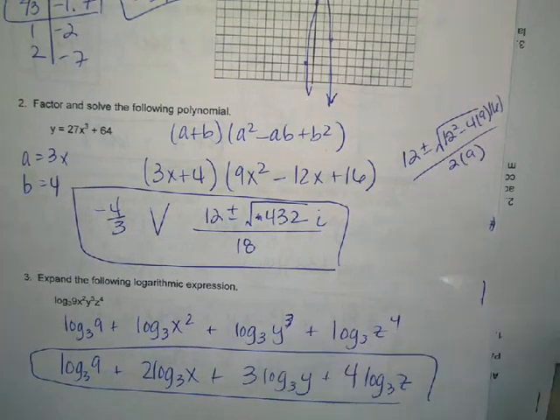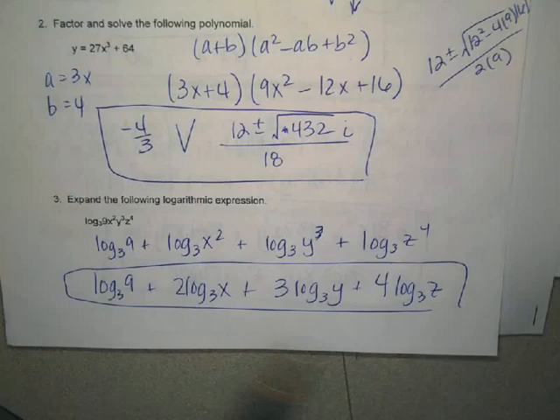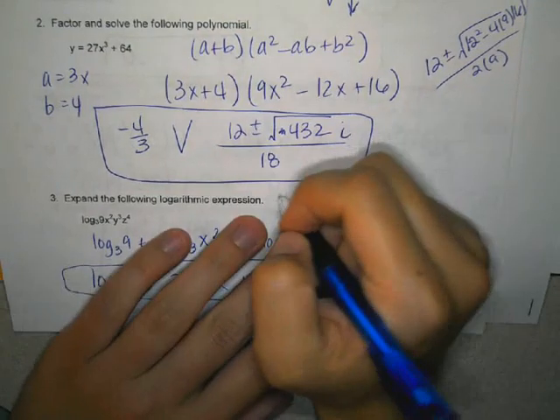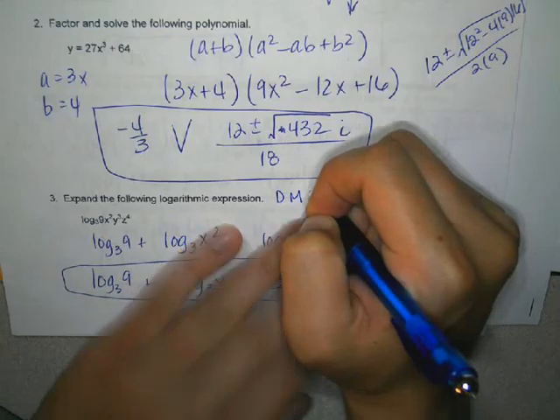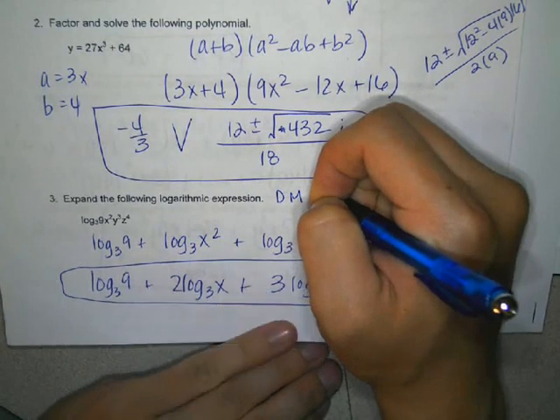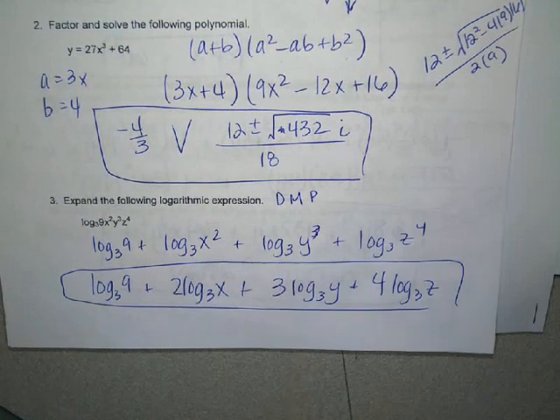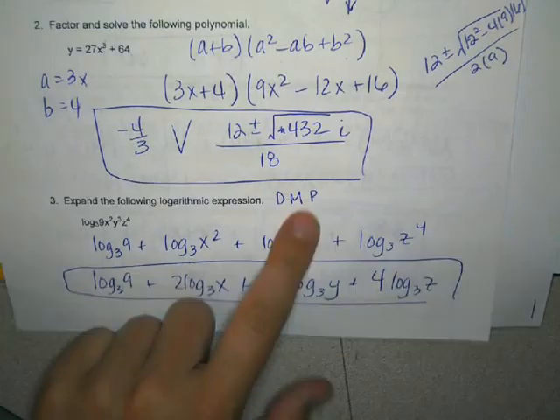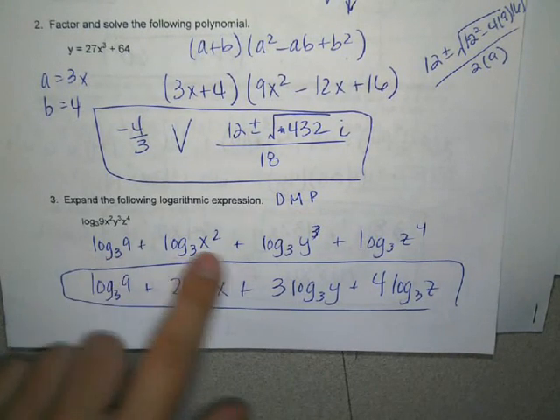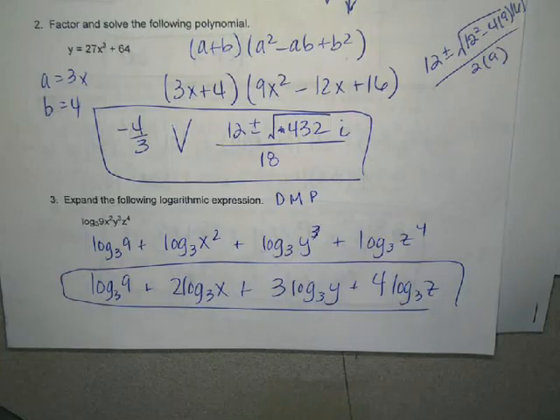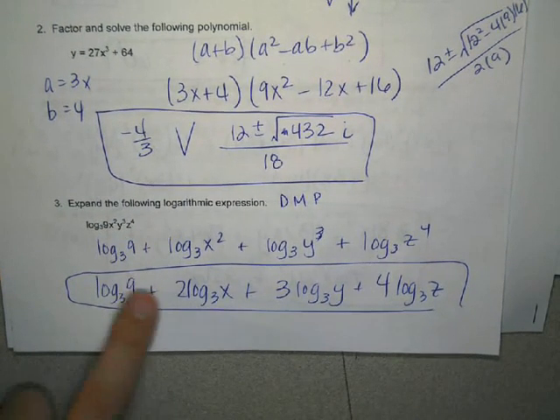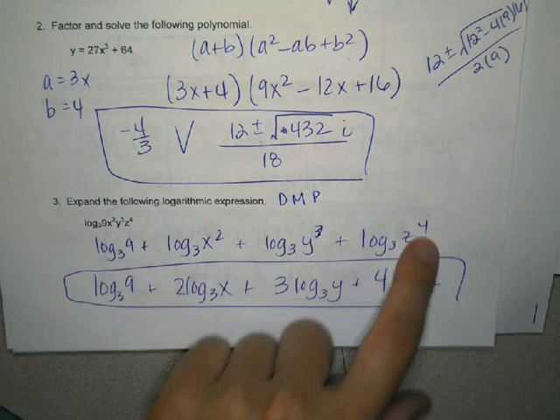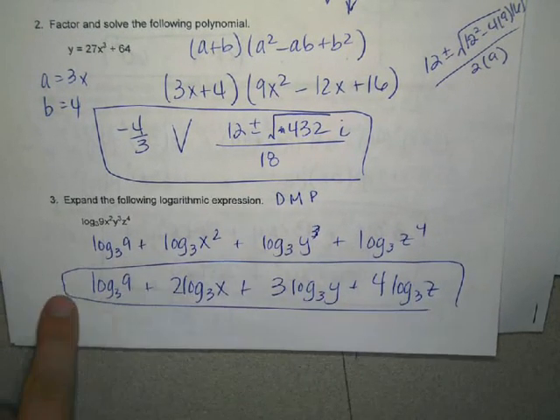For number 3, to expand the following expression, keep in mind when you expand, you look for division first, multiplication, and then powers. There's no division, so we break up all the multiplication. So there should be 1, 2, 3, 4 log terms now because we're expanding the 4 terms that are being multiplied together there. Then all the powers need to come out in front, and so this should be your final answer.